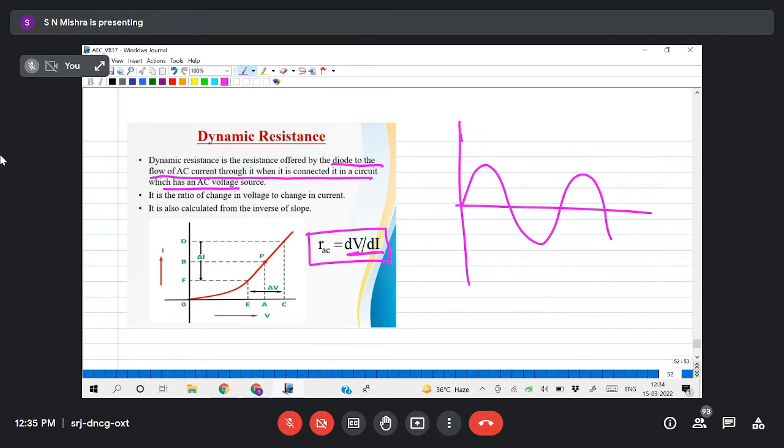And that can also be calculated graphically if you know the slope. That means if you plot a slope like this, this is the slope. Slope means what? dy by dx. So dy is your dI, dx means dV. So this is your slope. If you see this one and this one, is it an inverse relation or not? Yes or no?